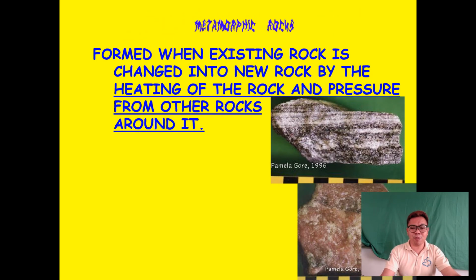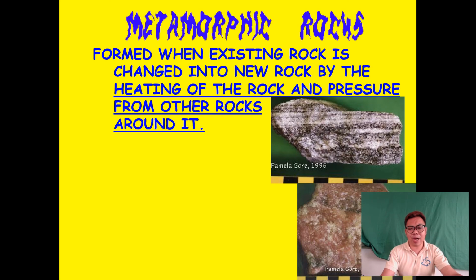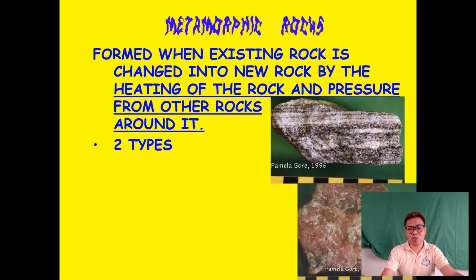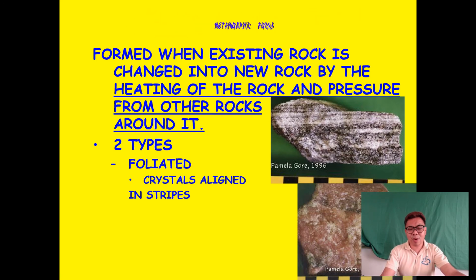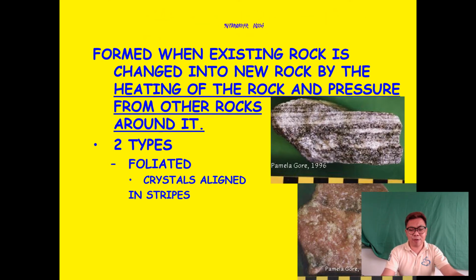Metamorphic rocks form when existing rock is changed into new rock by the heating of the rock and pressure from other rocks around it. There are two types of metamorphic rocks. We have the foliated, na kung saan ang crystals niya are aligned in stripes. Ito pong nasa unang picture natin, yan ay isang example ng foliated.